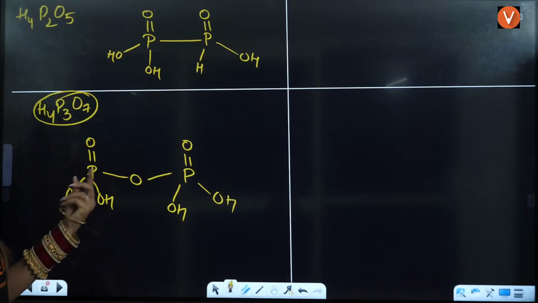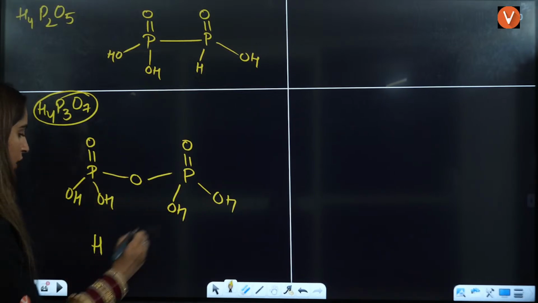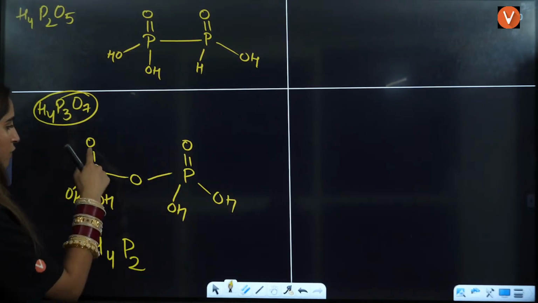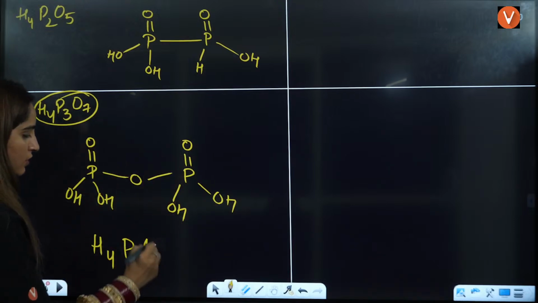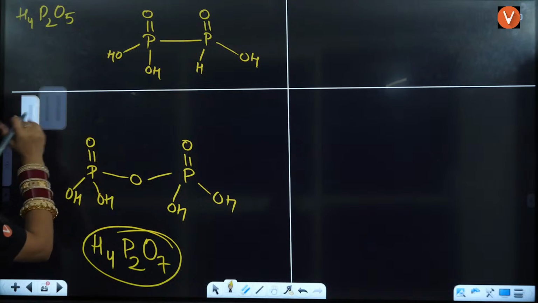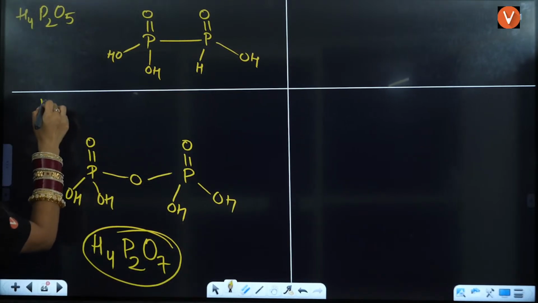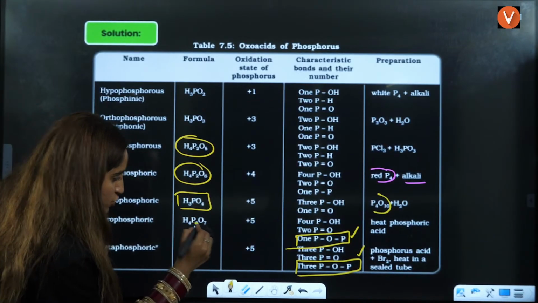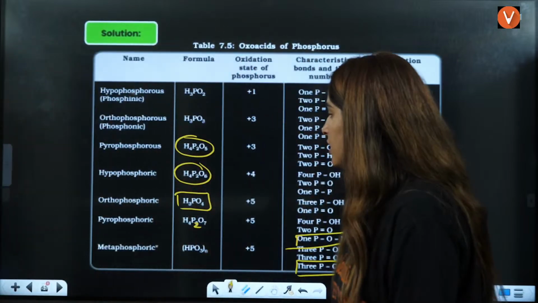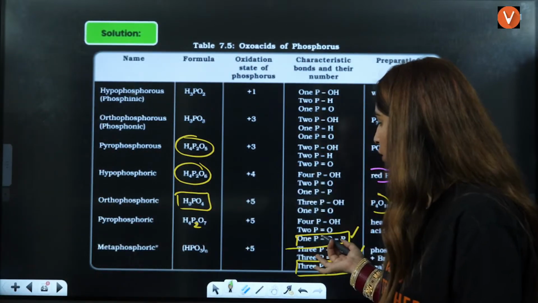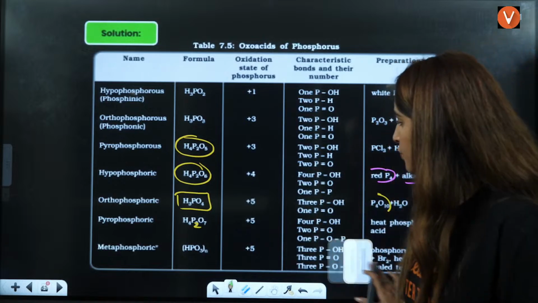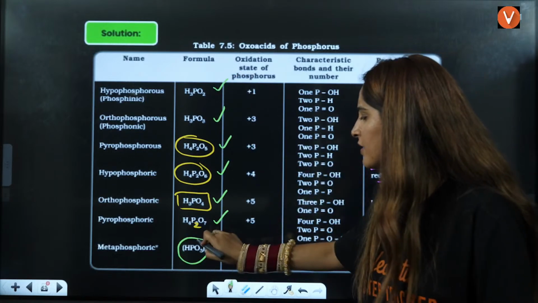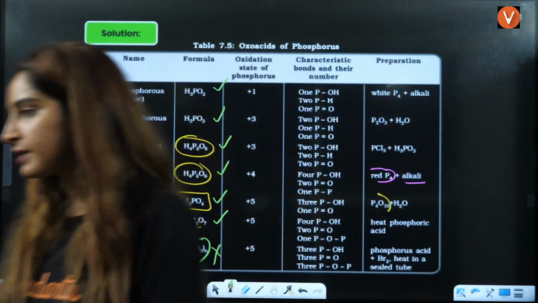So here the answer has become H, 1, 2, 3, 4. P2, oxygen is 1, 2, 3, 4, 5, 6, 7. So it will be H4P2O7. Let me just correct it. It will be H2, not 3. So it will be 2 only, because 3 is not possible here. So we have drawn this structure also, this also, this also. This they will not ask you because this is a polymer. Right? Okay?